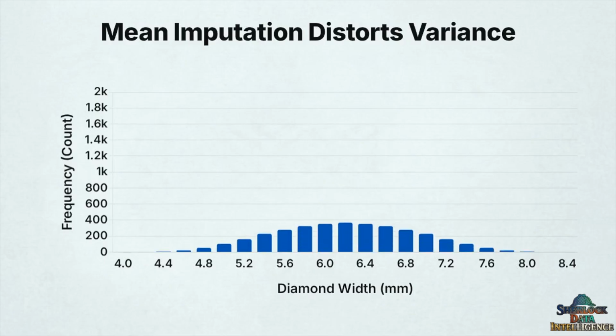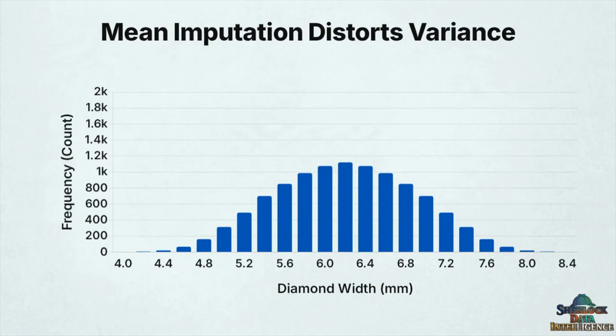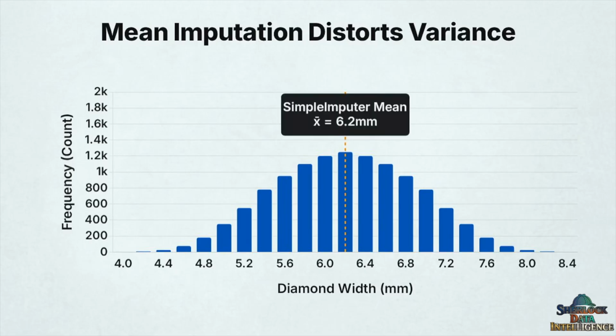This histogram displays the natural bell-shaped distribution of our diamond widths before we alter anything. The standard industry solution here is mean imputation. We use SimpleImputer to calculate the mathematical average of all the non-missing widths, and we inject that exact average into all 500 gaps. Take a moment and think about the geometry here. If we take 500 identical averages and drop them straight into the middle of this dataset, what is going to happen to the shape of our data?